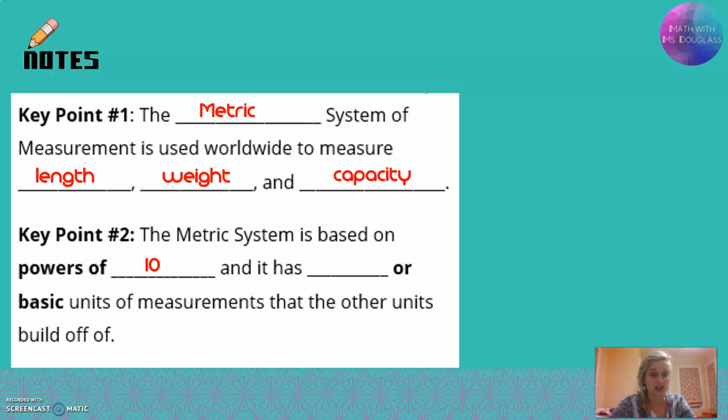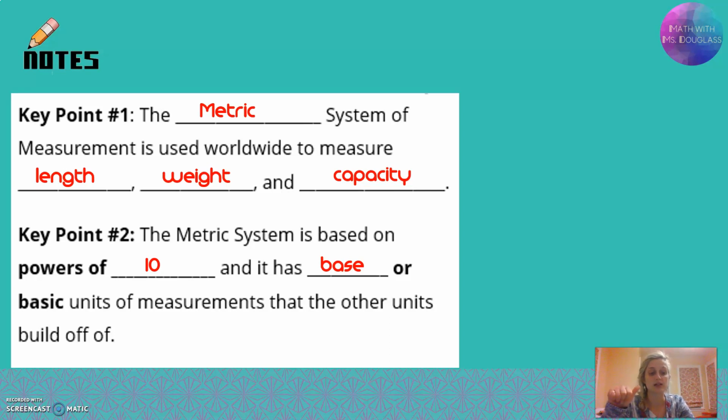So it's like times 10, times 100, times 1,000, divided by 10, divided by 100, divided by 1,000. Whereas we have some strange numbers in the customary system, the metric system is much simpler. And it has a base or basic unit of measurement that all the other measurements build off of. This would be a meter for length, a gram for weight, and a liter for capacity.